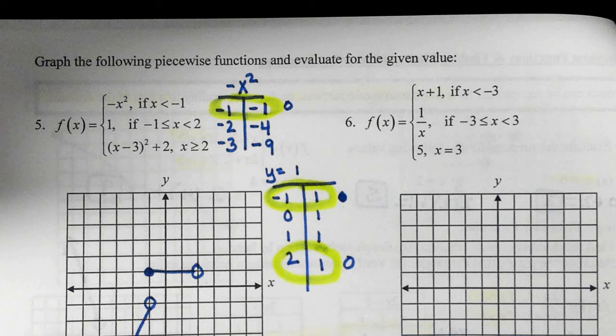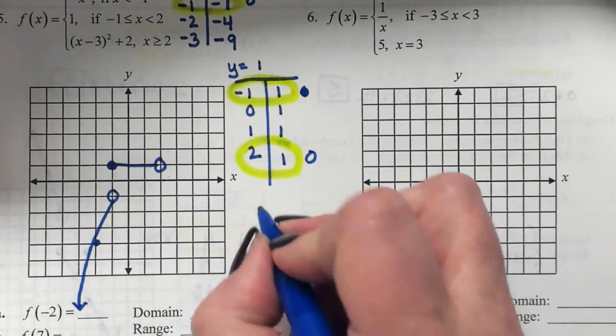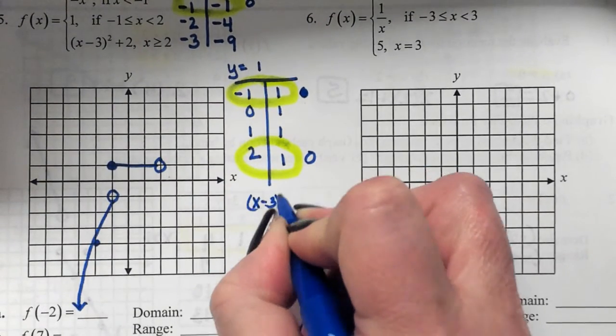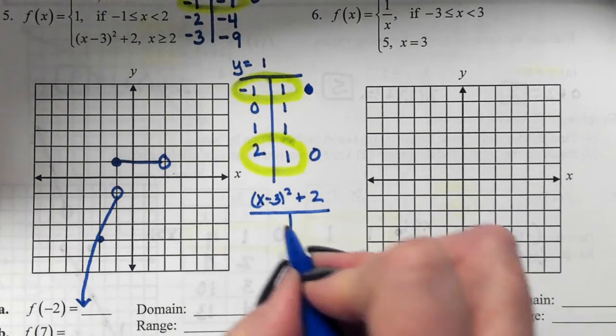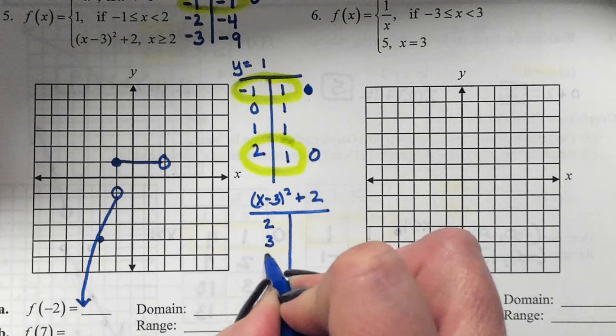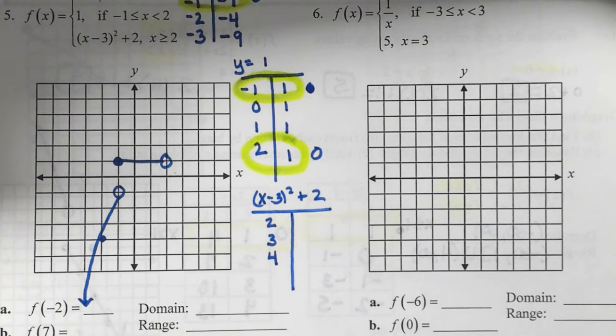It's a parabola. And the transformation is the vertex is going to be at (3, 2). Remember, the minus 3 shifts it to the right 3, and then you go up 2. Remember your transformations? So again, I want to build my table for x values greater than or equal to 2. My third table is just going to be (x minus 3) squared plus 2. Still going to start at 2, 3, 4.